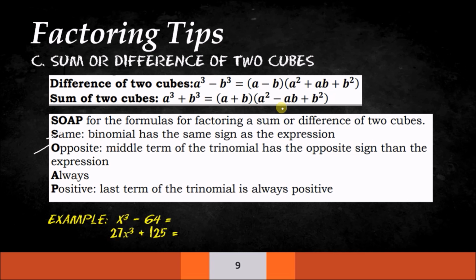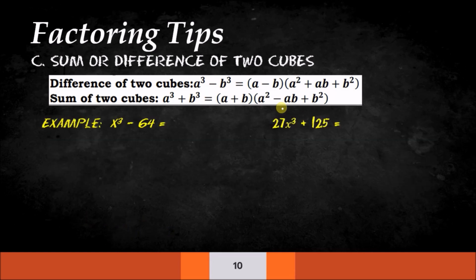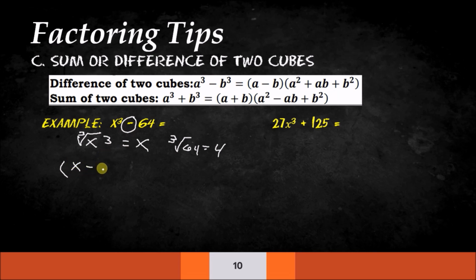Para maintindihan mo, i-apply natin sa example na ito. Okay, paano yan? Ganito yung gagawin natin. First step, get the cube root of the first term. Kunin natin. The cube root of x cubed is obviously x. The cube root of 64 is obviously 4. Ang magiging first factor natin dito is nakasalalay sa sign ng ating given. If that is minus, you will have x minus 4 here.